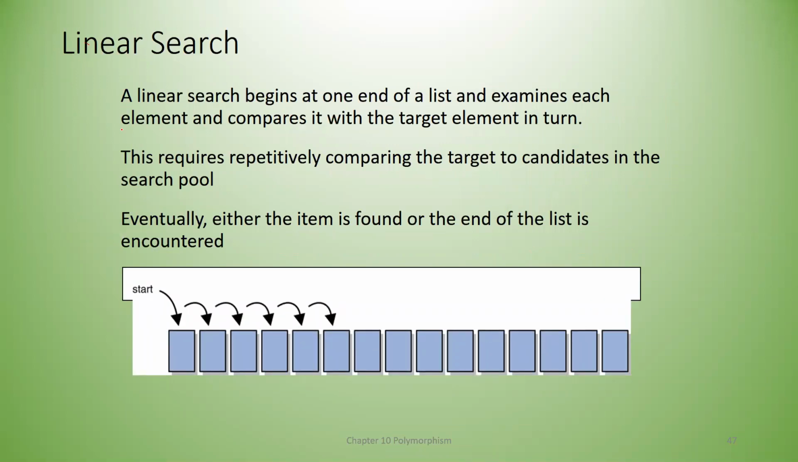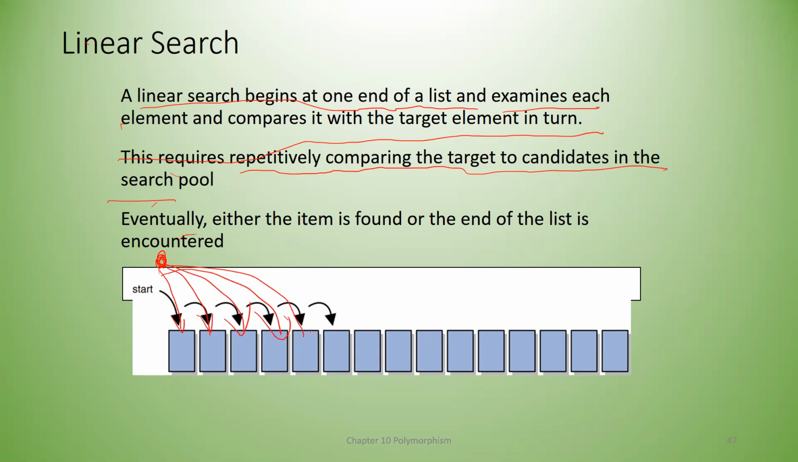Linear search, very intuitive. You begin at one end of a list and examine each element, comparing it with the target element in turn. This requires repetitively comparing the target to candidates in the search pool. Eventually, either the item is found or the end is encountered. So if you have a target here, you compare it with this element. No, not it. No, no. You see, you're comparing it with each element.